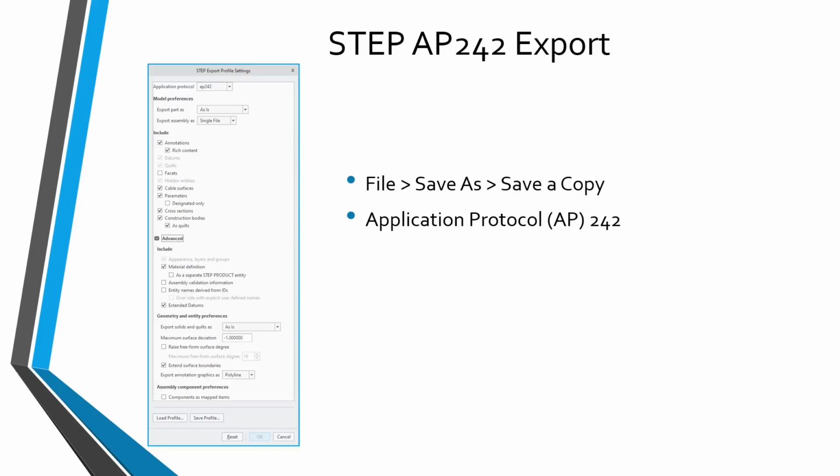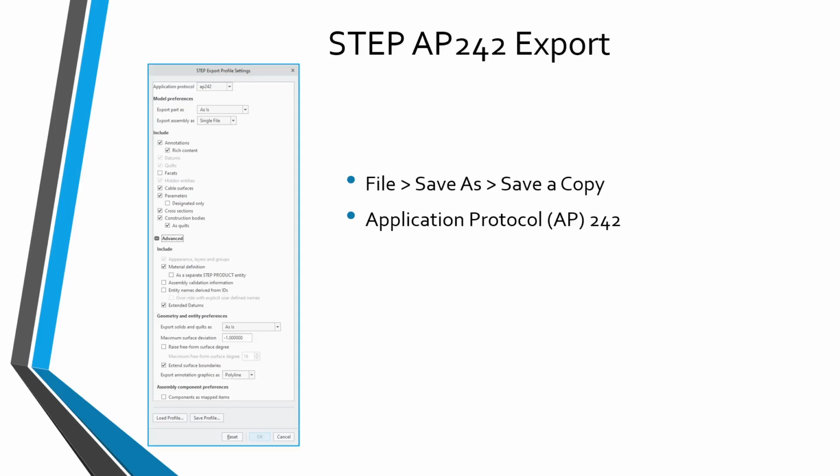AP stands for Application Protocol, and I forget when AP242 came out, but it was the combination of two other application protocols, one for the automotive industry, the other one for aerospace, and it was specifically designed in order to support model-based definition. If you take a look at the dialog box on the left, you have the ability to include annotations and rich content when you are exporting your STEP files. And so again, that's how you're getting those 3D annotations to be available in the exported file.